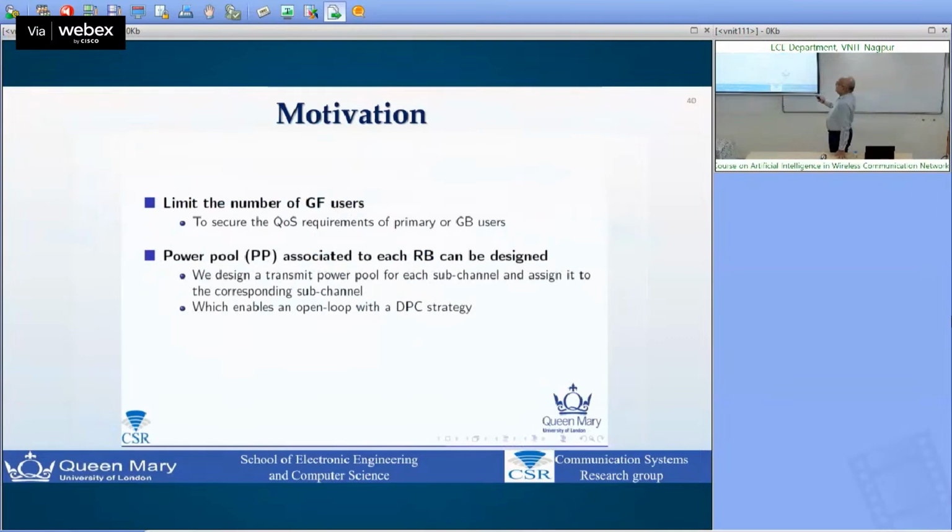So here what we are going to do is limit the number of grant free users. Say for example, in one sub channel, one grant based user is there. That grant based user can tolerate a certain amount of interference. Beyond that, it can't tolerate. So the base station is going to calculate, in that sub channel, the interference that the grant based user can tolerate.